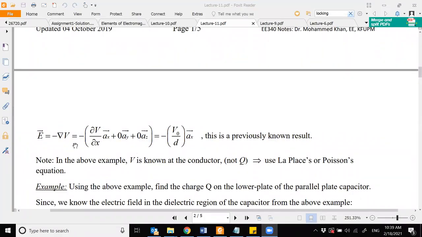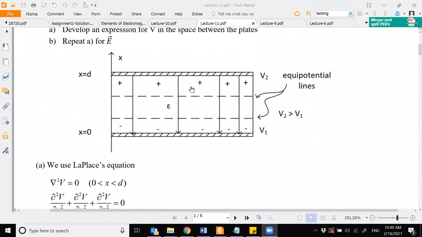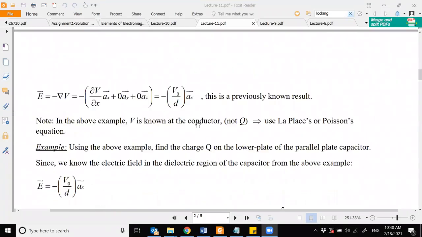And why it is minus, this is coming from the expression. And if you see, this is consistent because our electric field is in this direction, so it should be negative because a_x is negative. So E is equal to minus V0 over d times a_x. This is our electric field.